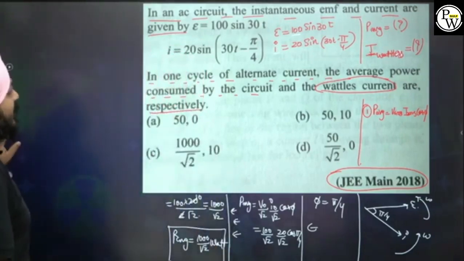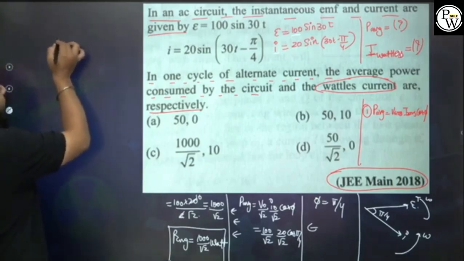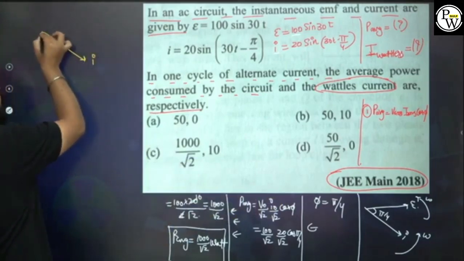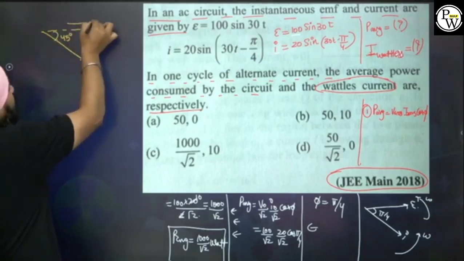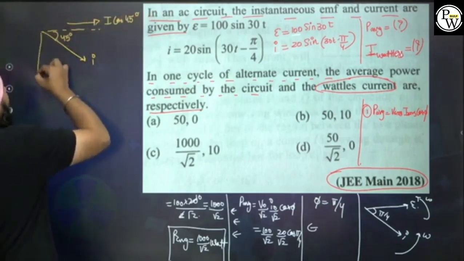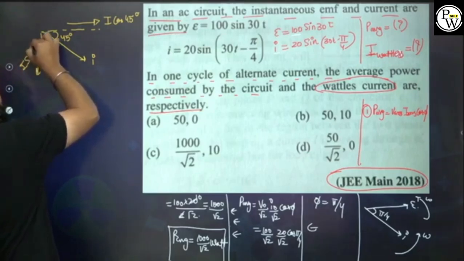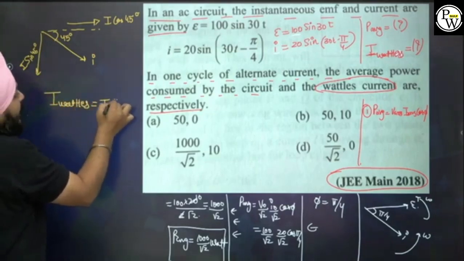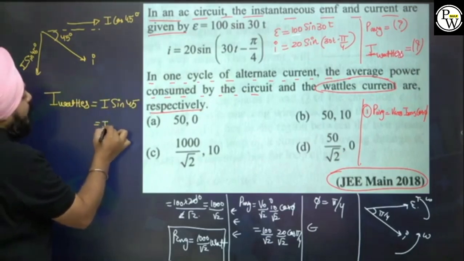So the average power consumed in the circuit is found. Now, what will be the wattless current? I told you all, if I am talking about the current, this is the phase difference, a 45 degree angle, and then we have two components. This one is I cos of 45, and this one is I sine of 45. The wattless current is always I sine of 45.